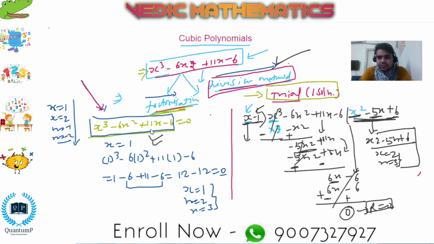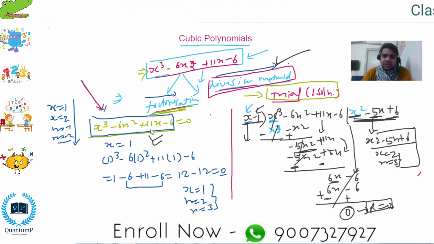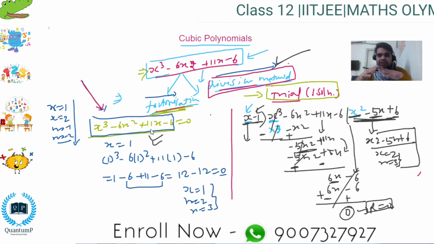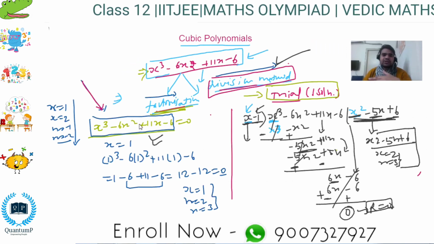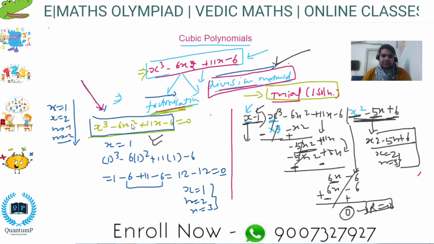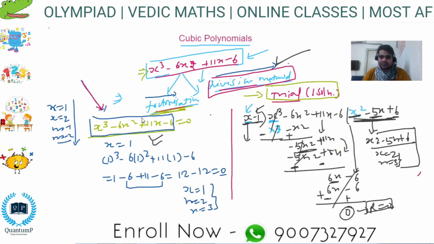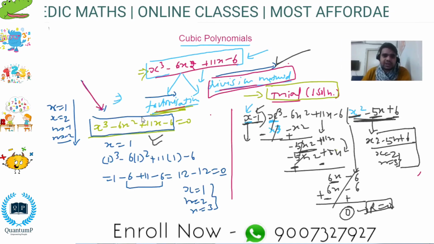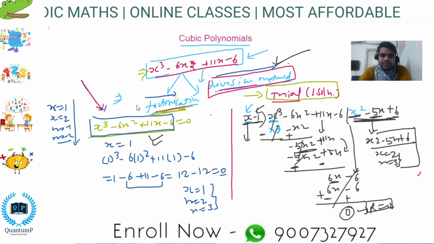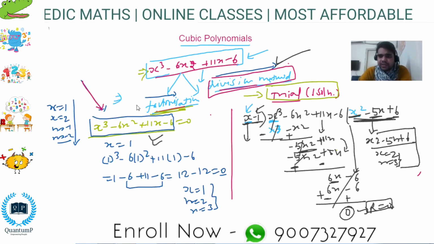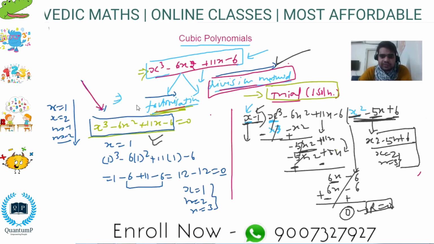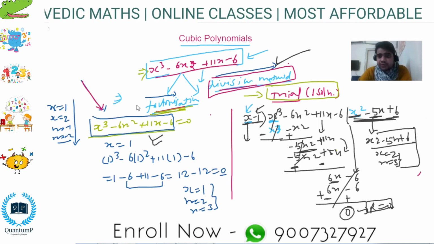So the concept is: the first step is the trial, getting one solution, then going into the different methods. Either you can go for the factorization or you can go for the division, finding the other two solutions, right? So this is what we have solved in this cubic polynomial. Basically we had to find some solutions.